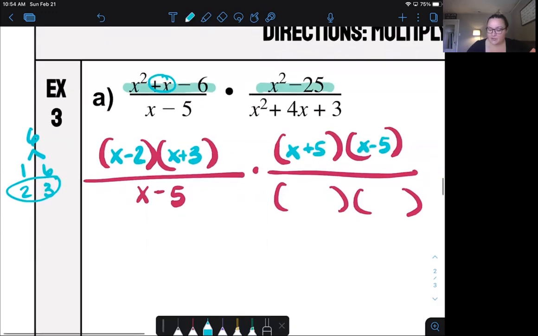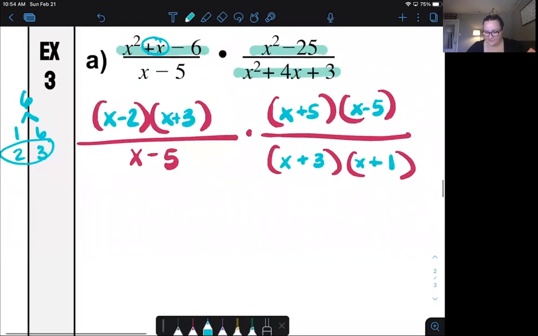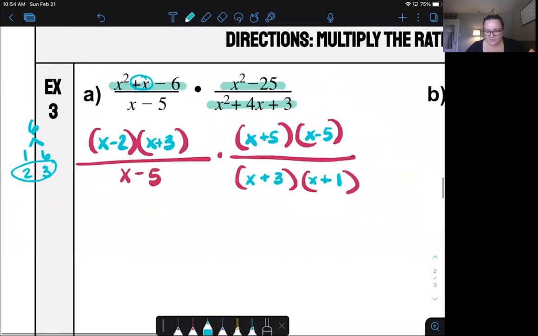All right, then x squared plus 4x plus 3. So we're going to factor this one. X times x will get us x squared. And then the only factors of 3 are 3 and 1. And then we're going to have positive 3, positive 1 to get 4 in the middle. All right, so we factored it. Now we're going to simplify what we can.